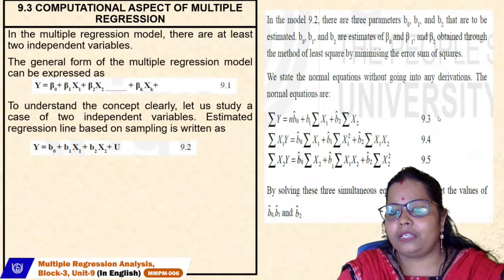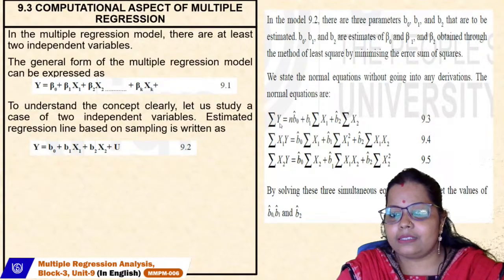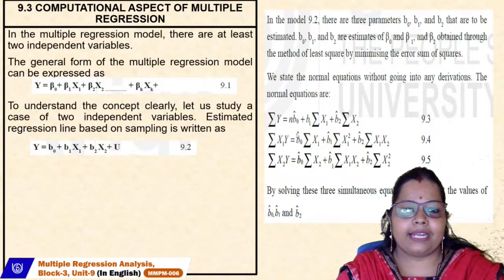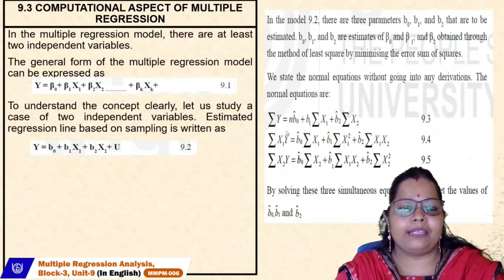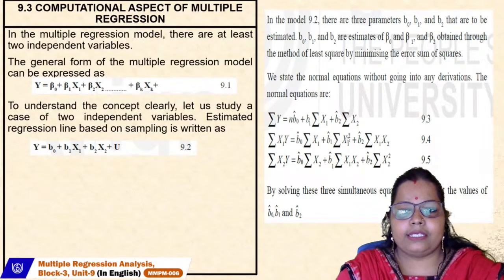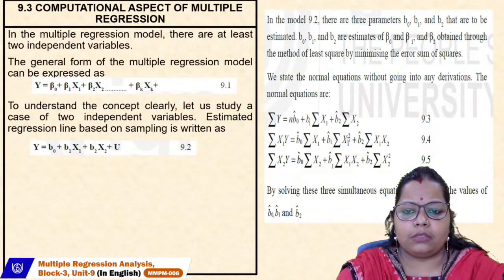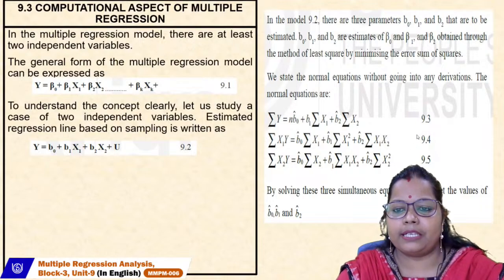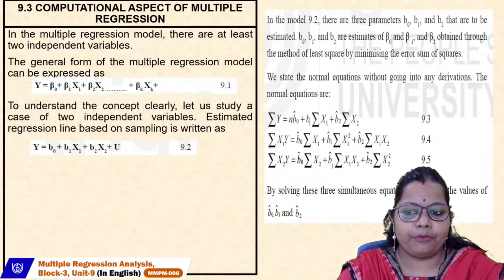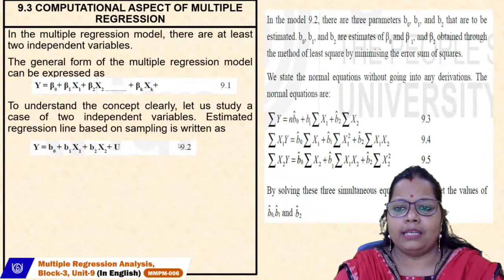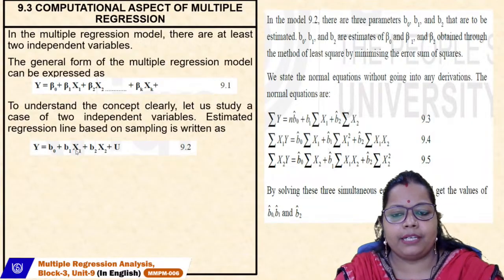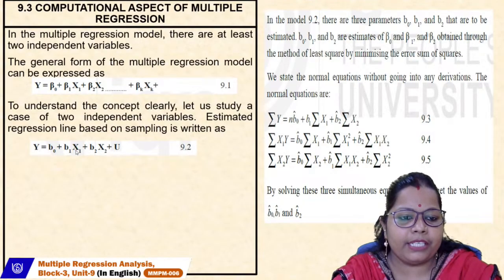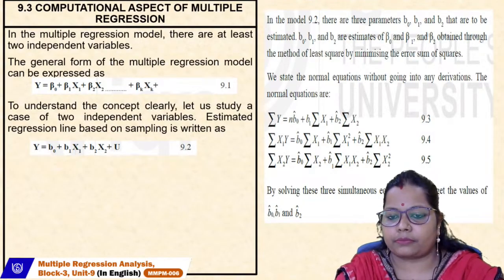In equation 9.3, if you observe, there is a somewhat different equation that I have written here. These are the estimators of this model. They do not look like the model or the equation of the multiple regression, but equations 9.3, 9.4 and 9.5 are the estimators of the model, because with the help of these normal equations we will find the values of the parameters used in the multiple regression.